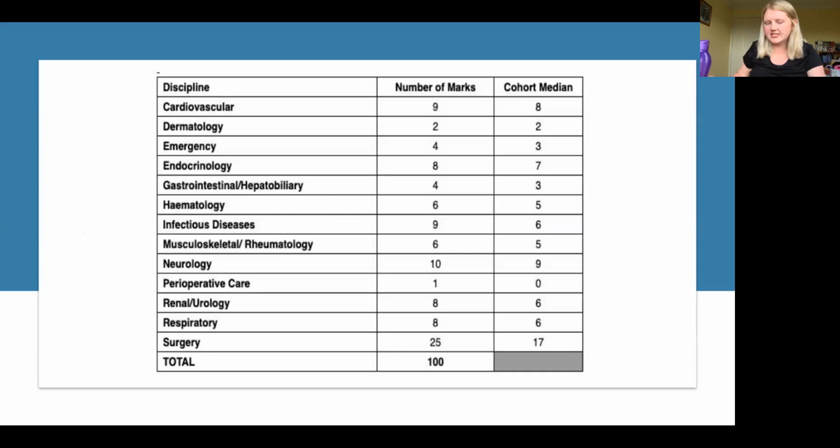Amazingly, last year was quite a different year for endocrinology, in that the amount of marks allocated to endocrinology was a lot higher than previous years. And I think people had underestimated that a little bit. So that was unexpected and a good reason to revise on this topic as well.